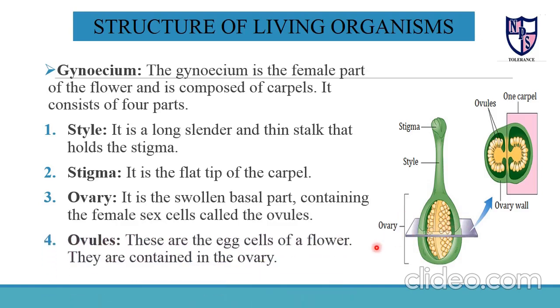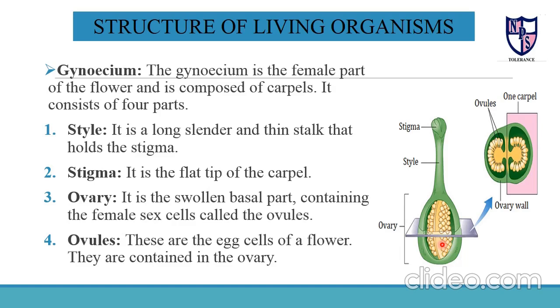And the last, 4th one is the ovules. These are the egg cells of a flower. They are contained in the ovary. As you can see in the picture and clearly here, these are the ovules.